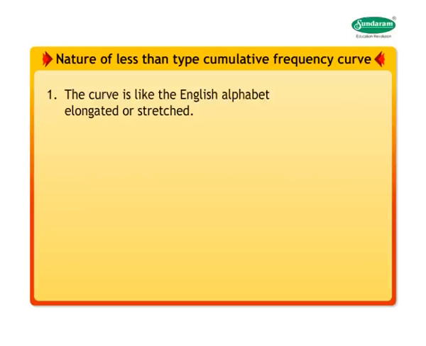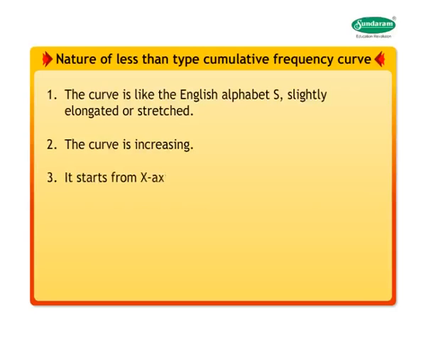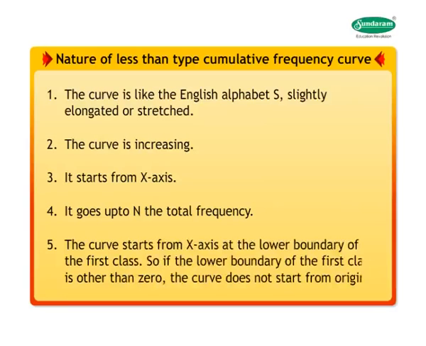Now let's note down the nature of the less than type cumulative frequency curve. Number 1. The curve is like the English alphabet S, slightly elongated or stretched. Number 2. The curve is increasing. Number 3. It starts from the x-axis. Number 4. It goes up to n, the total frequency. Number 5. The curve starts from the x-axis at the lower boundary of the first class. So, if the lower boundary of the first class is other than 0, the curve does not start from the origin.